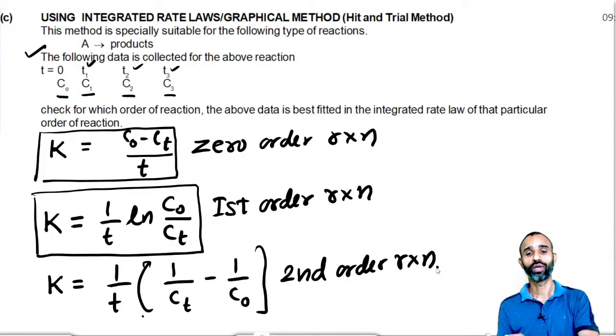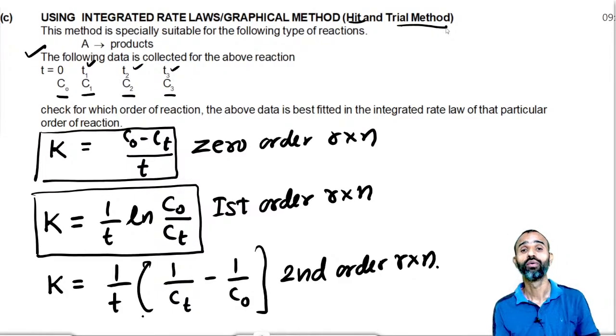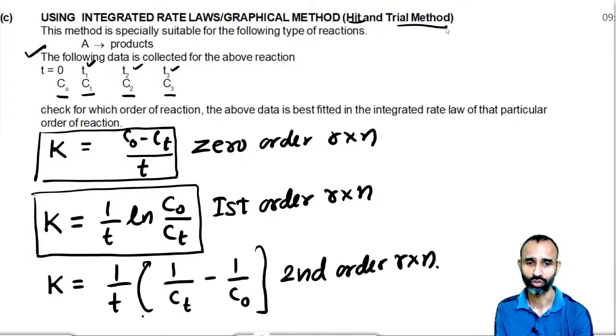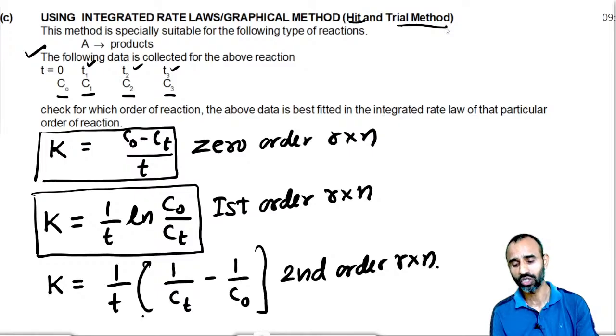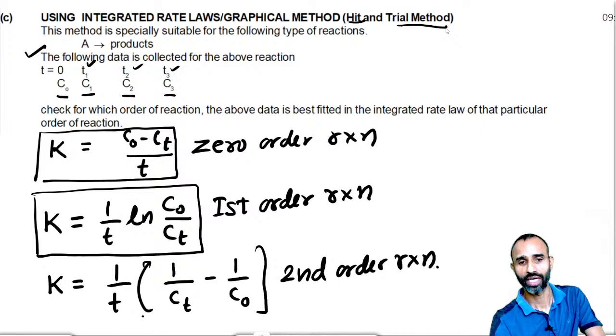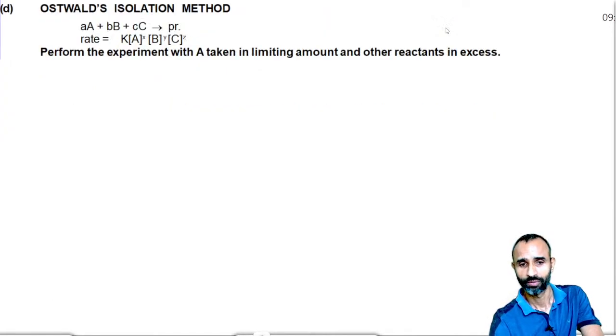So in this way, by using the hit and trial method, we can predict the order of the reaction. It is the most time consuming method, so we will not prefer it. But if the data is like this, we can use the integrated rate law.